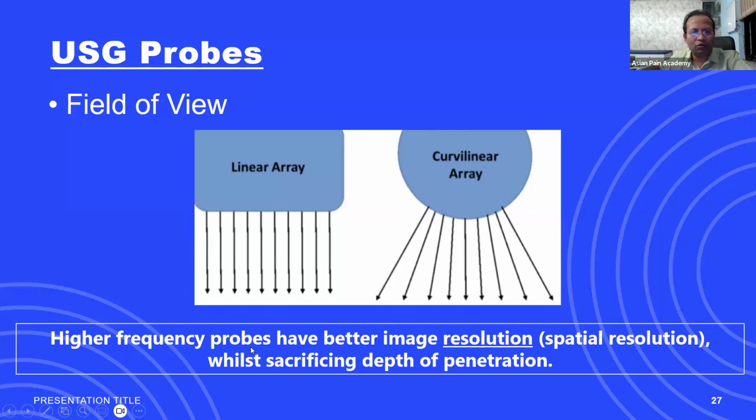Higher frequency probes have better image resolution, spatial resolution, whilst sacrificing the depth of penetration. As we have already understood, high frequency means less depth. But then what is the use of high frequency? If it doesn't go to that depth, why should I use it? Because of increased resolution. It shows the picture much more clearly.